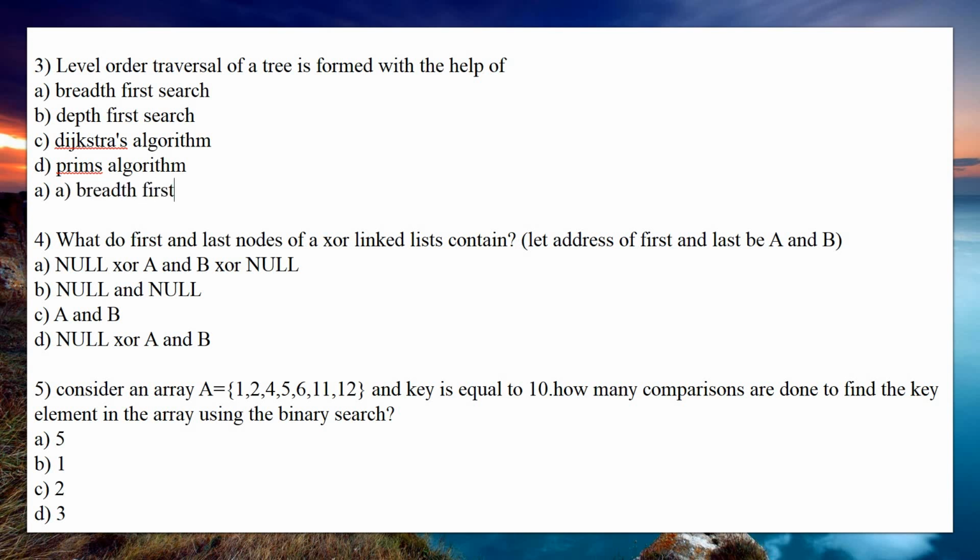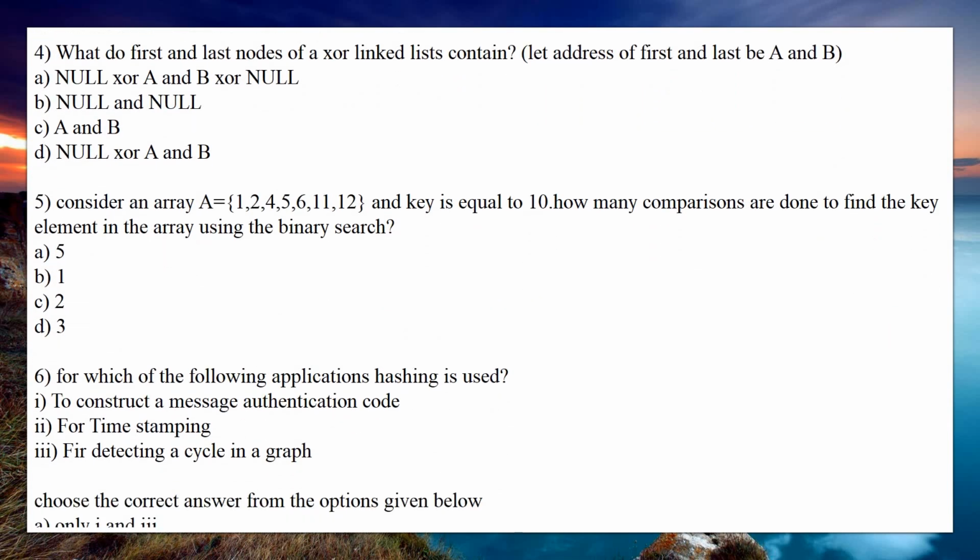So the next thing is the fourth question. What do the first and the last nodes of an XOR linked list contain? Let the address of the first and the last be A and B. And what do the first and the last nodes of the XOR linked list contain? Option A is null XOR A and B XOR null. Option B is null and null. So it cannot contain null and null, because they have mentioned that it contains an address A and B.